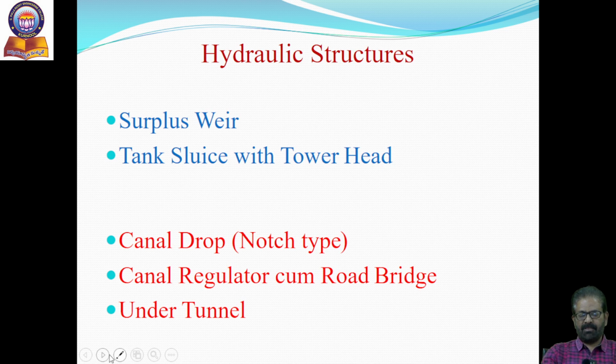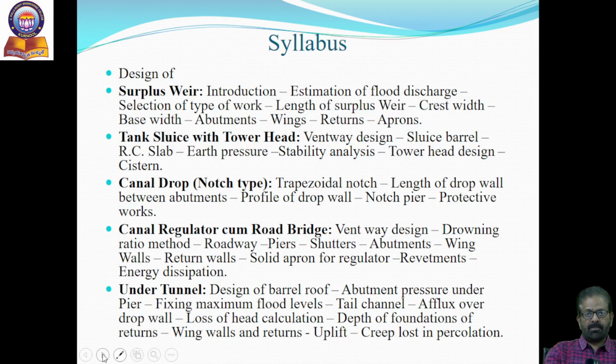So therefore, in this entire course, we are going to study the design and drawing of all these 5 structures. Of course, this is the syllabus framed for this particular course, that is DDHS, design and drawing of hydraulic structures. So design of surplus weir, design of tank sluice with tower head, design of canal drop, notch type canal drop, and canal regulator cum road bridge, and also under tunnel. So these are the various topics to be covered under each structure. Anyhow, we will discuss in detail all these concepts while designing each structure separately.